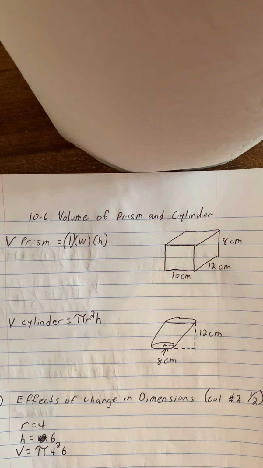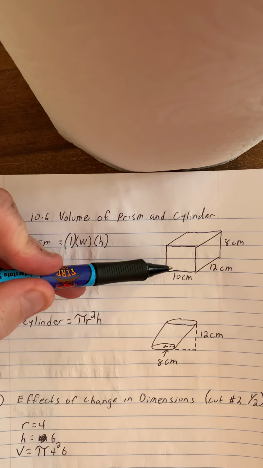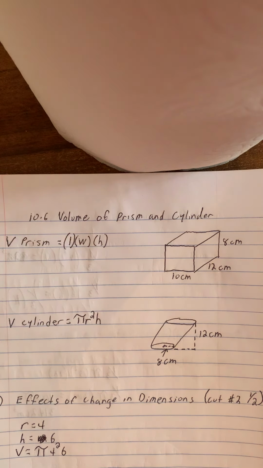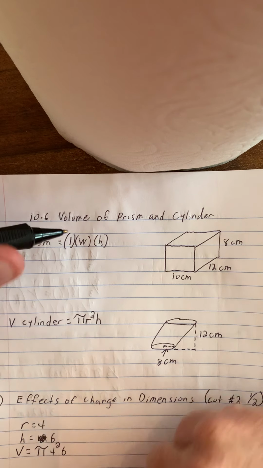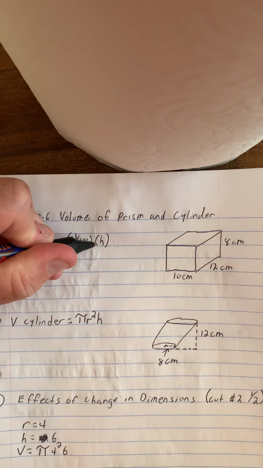Good morning, all. We open with 10-6, all things volume today. All things volume. Okay, 10-6, we're talking volume of prisms and cylinders. Let's open with a rectangular prism and very basic length times width times height.